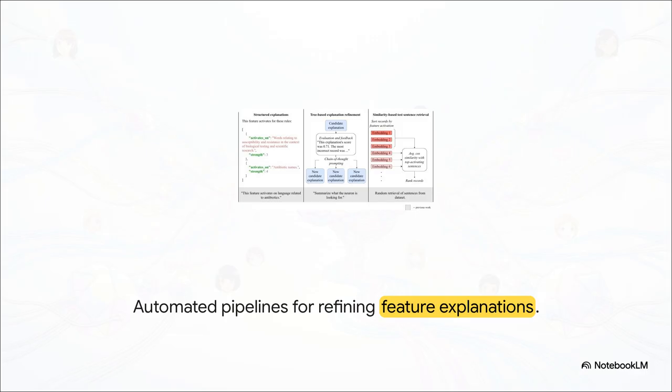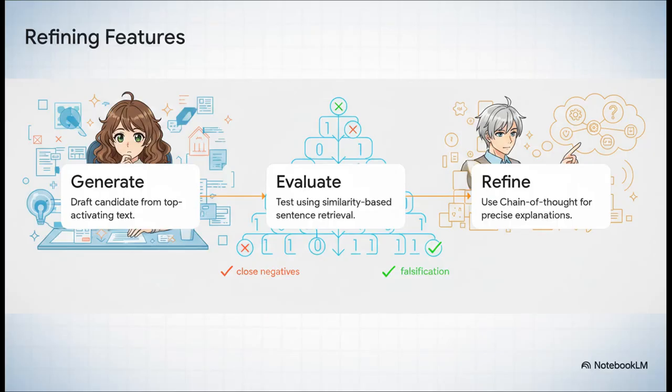So researchers leverage other LLMs as explainers to automate the whole shebang. They build these pipelines that feed the top activating sentences for a given feature right into an explainer LLM and just ask it to summarize the semantic pattern. The explainer might notice, for instance, that a certain feature always fires when discussing antibiotic resistance. But early on, these generated explanations were just way too broad.